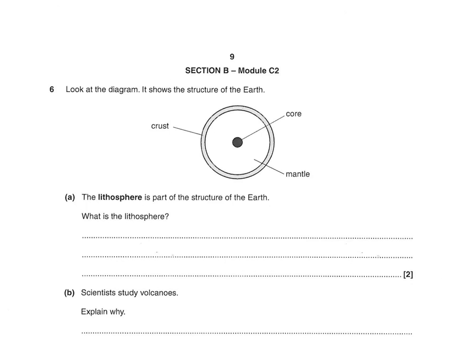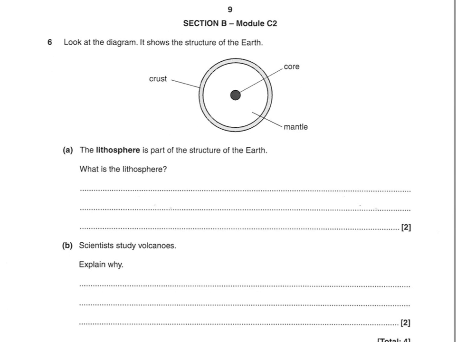Look at the diagram. It shows the structure of the Earth. The lithosphere is part of the structure of the Earth. What is the lithosphere? So this is just one of the definitions you have to learn. So there's 2 marks here, saying that the lithosphere is the relatively cold and rigid outer part of the Earth. If you said that it includes the crust, that would also get a mark. If you say it includes the outer part or the upper part of the mantle, that would get you a mark as well.